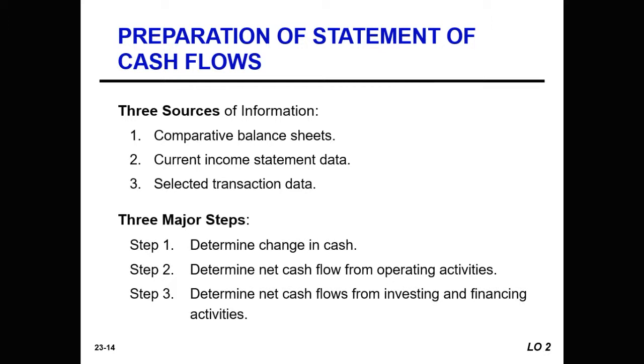Actual preparation of the statement of cash flows involves 3 steps. Determine the change in cash. The difference between the beginning and the ending balance can be easily computed by taking a look at the comparative balance sheets. Determine the net cash flow from operating activities. This procedure involves analyzing not only the current year's income statement, but also the comparative balance sheet as well as selected transaction data. And then determine the net cash flows from investing and financing activities. All other changes in the balance sheet accounts have to be analyzed to determine their effects on cash.